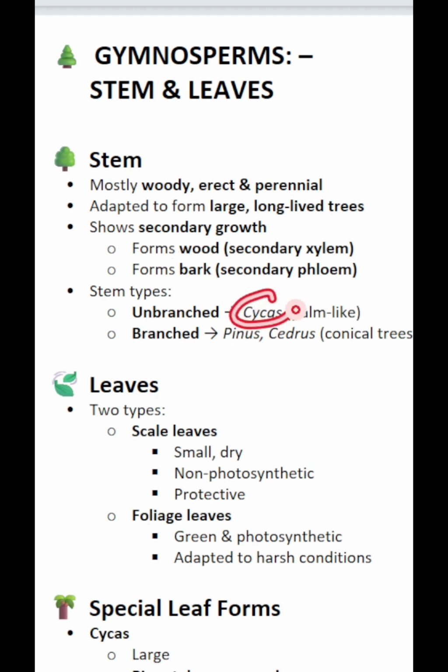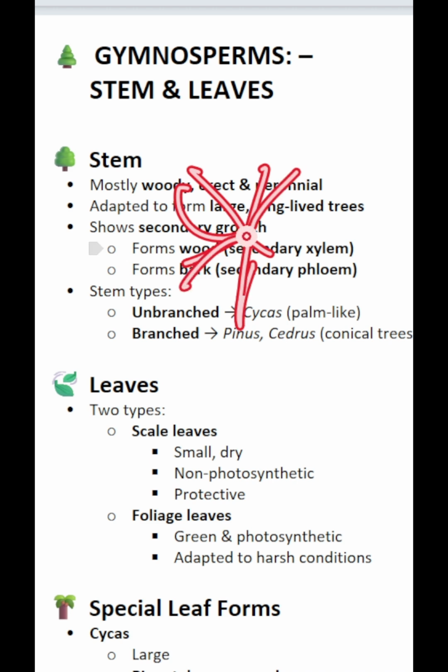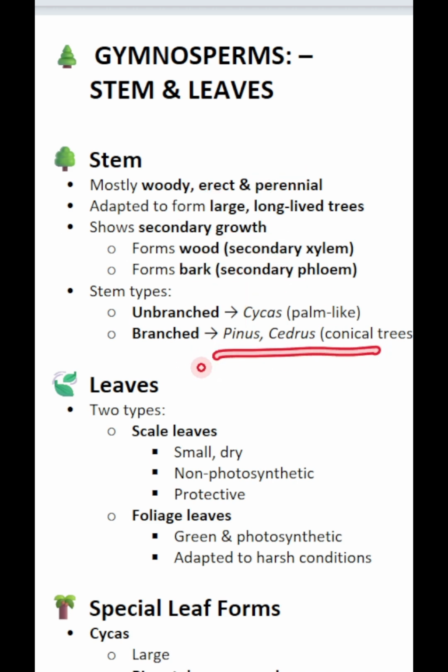But in Cycas we find the stem is unbranched, a very important question, whereas in Pinus and Cedrus the stems are branched. This is very important from the NEET point of view, because in Cycas the stems are unbranched, looking like a palm tree or a coconut tree. But in Pinus the stems are branched.